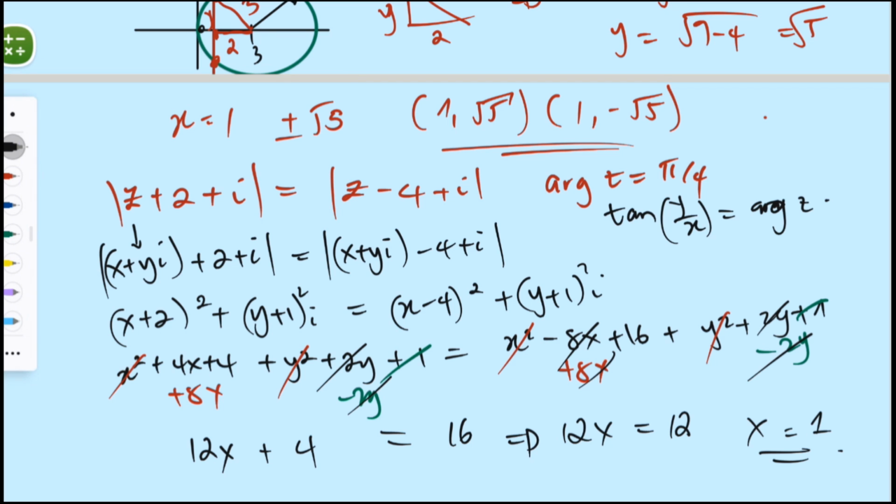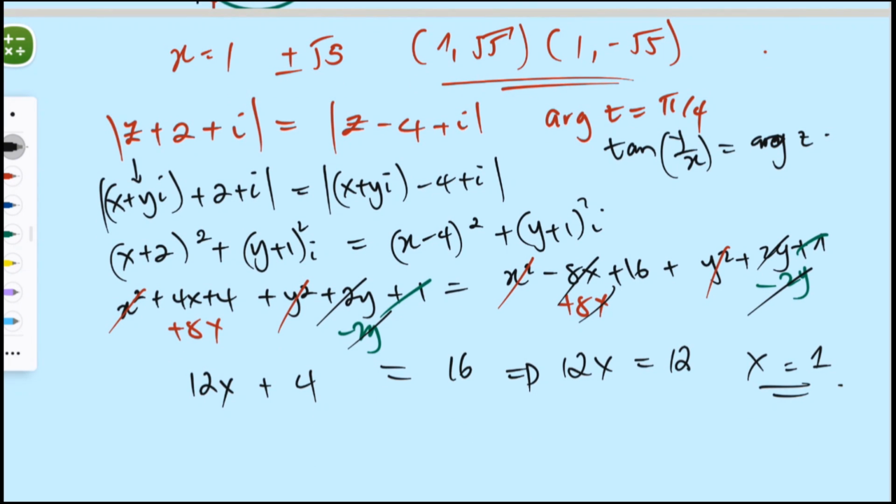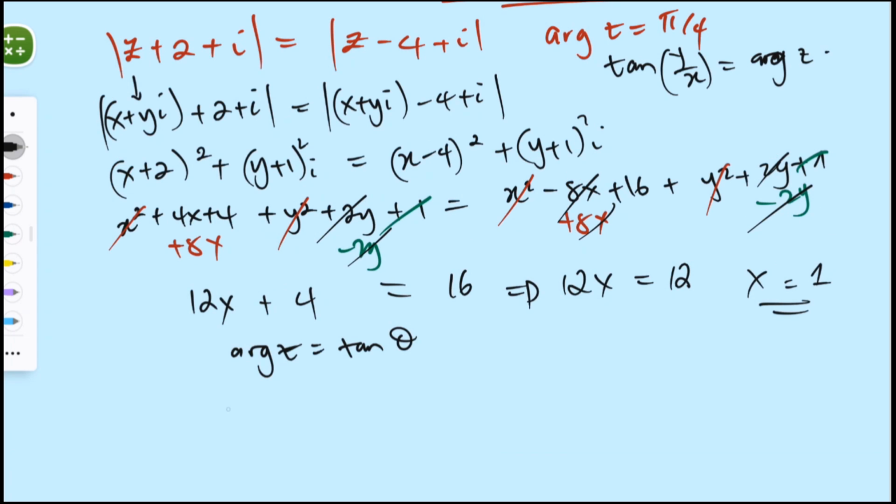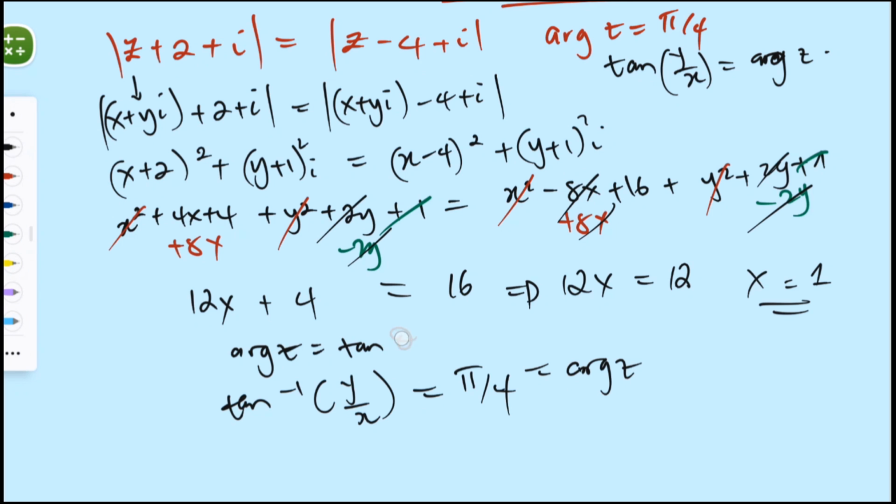Okay, at least we know x is equal to 1. Now we need to find y. Remember, I said arg of z is the same as the angle, tan inverse of y over x, and you should get pi over 4, which is the same as arg z. So let me fix this up. This is supposed to be y over x. That's the correct one.